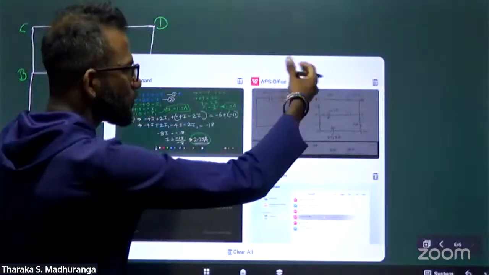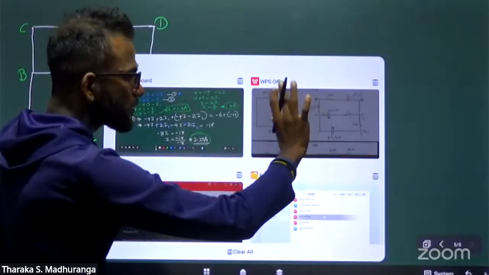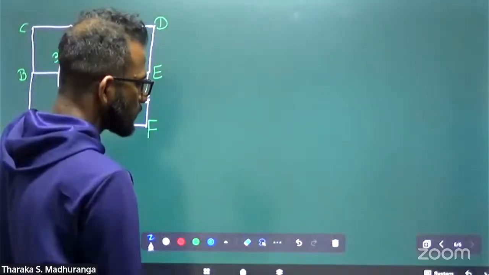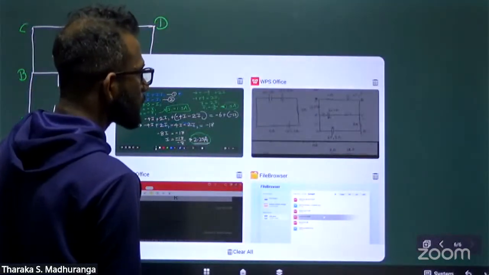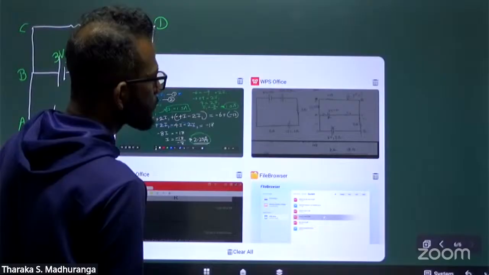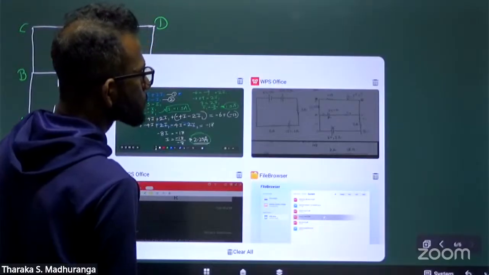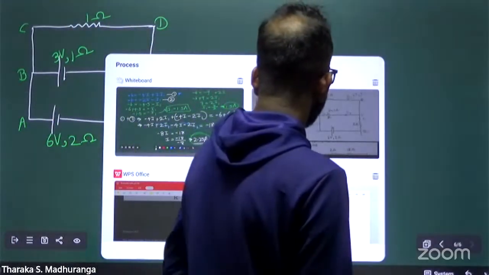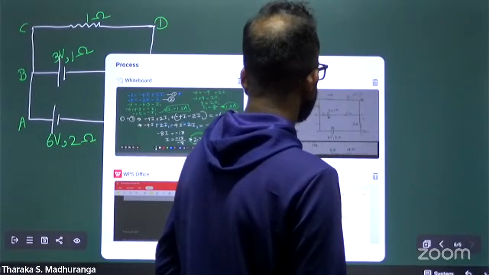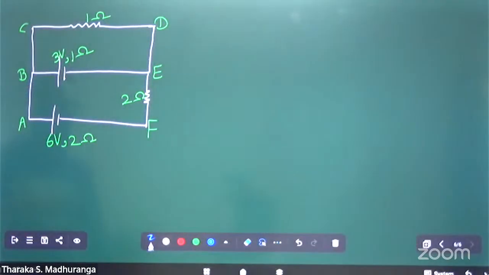In this question, for your easy understanding, I have given the current values, but in the exam the current values, current directions or symbols are not given. Okay, you have to mark them. Okay, now this one. It is marked here. Right.